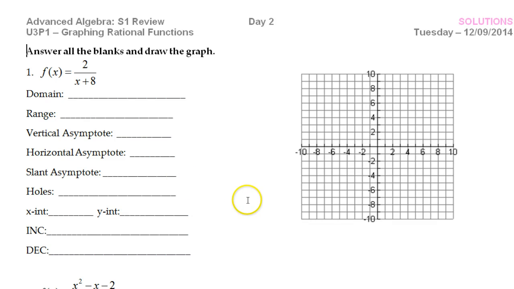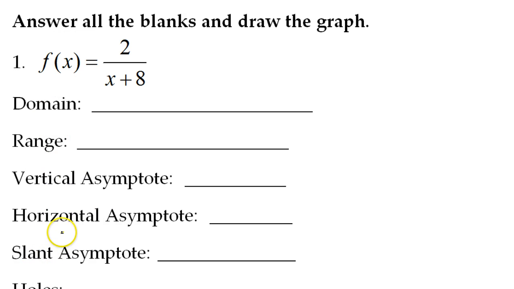Alright, this is part one of our review of graphing rational functions. Rational functions are functions that are made up of fractions, like polynomial fractions. Alright, I'm going to skip around a little bit in a way that makes more sense to me. I like to start with a vertical asymptote.